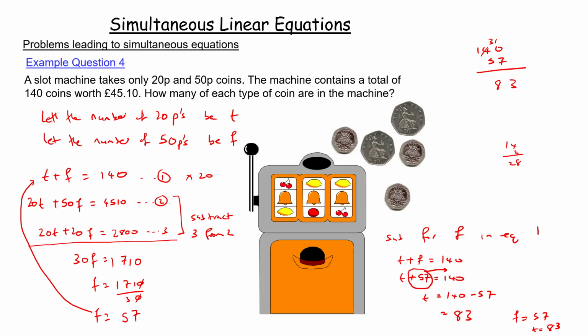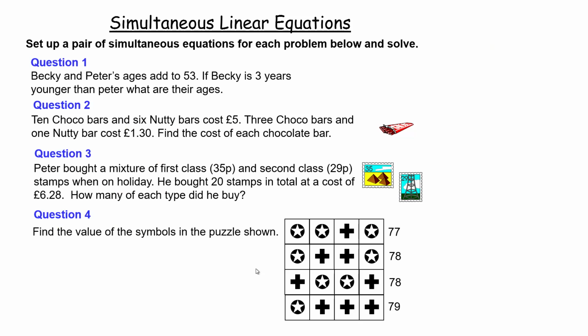Good. Hit pause, make your notes, and I've got some questions for you to do. Right, so 4 questions for you to do. What I want you to do now is to hit pause, attempt all 4 questions. I want to see all the workings. Yep, not just the answer, because that would be a miracle. So hit pause, attempt the questions, when you're ready, hit play again.